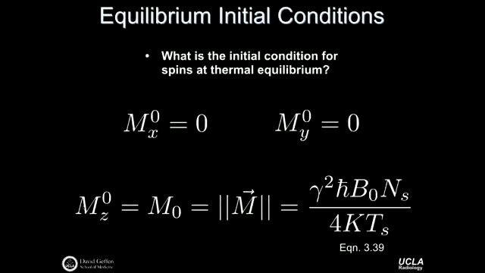The initial condition for my Z magnetization, sometimes I just call M0. This is something like the thermal equilibrium value of the magnetization. It's the magnitude of my bulk magnetization at equilibrium.